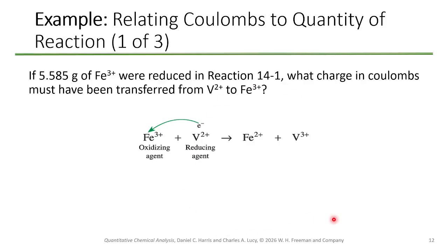So if 5.585 grams of Fe3+ were reduced in the reaction we just talked about, what charge in coulombs must be transferred from the V2+ to the Fe3+? I'm going to give you about a minute. Start working and try this out.